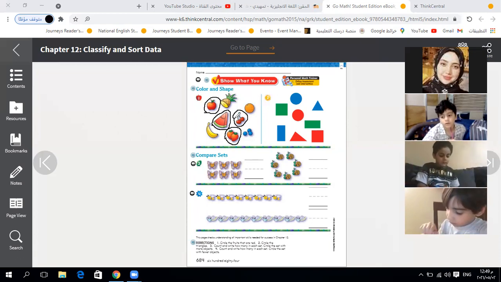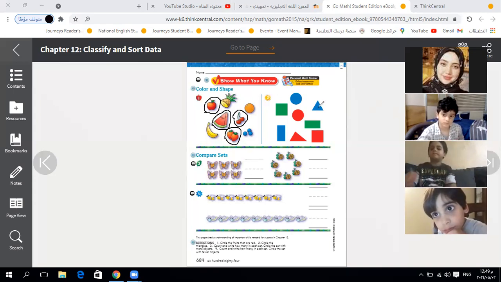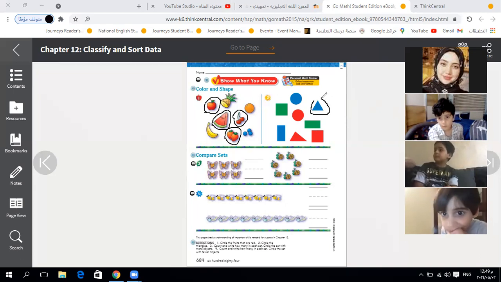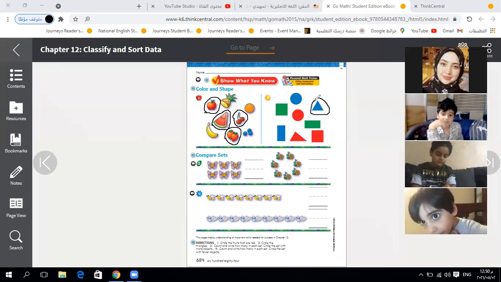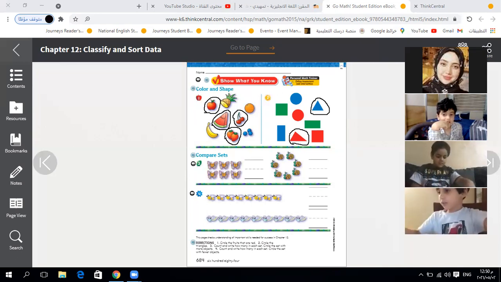The next one, activity number two, we have to circle the triangles. Yalla ya Amir, can you tell me where is the triangle shape in here? We have many shapes. Here, is this a triangle shape? Yes. This is a triangle shape, okay? Yes, okay. Faris, what else? Red. The red one, excellent. Bravo. So circle them, guys. We have two triangles in here.